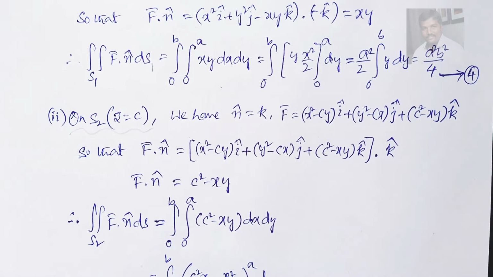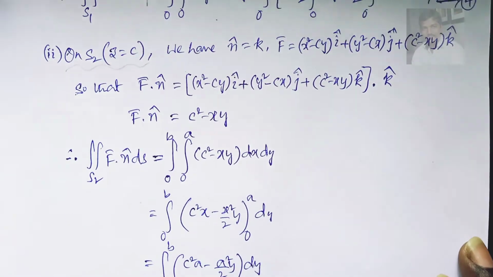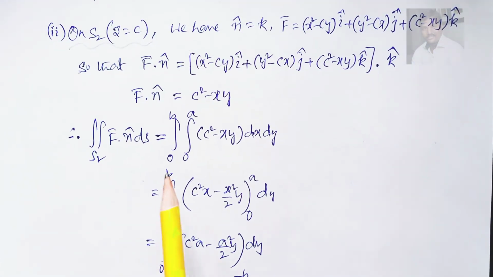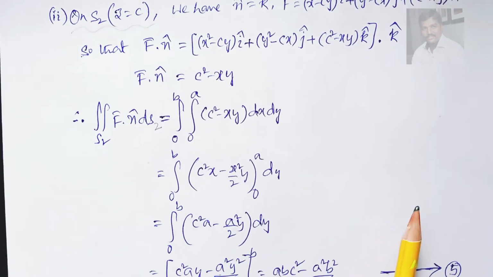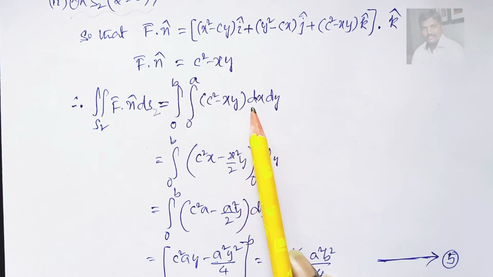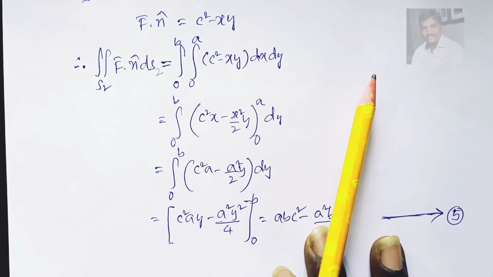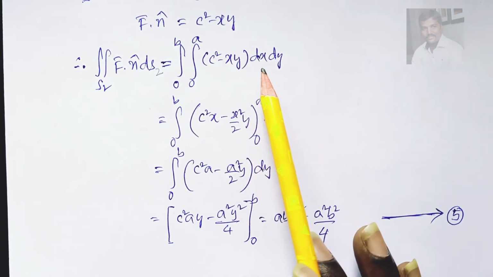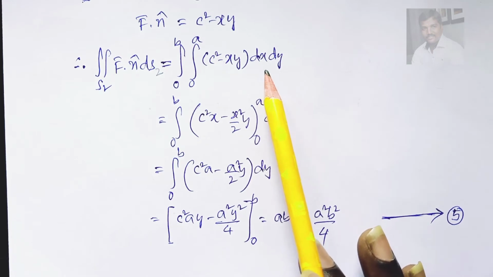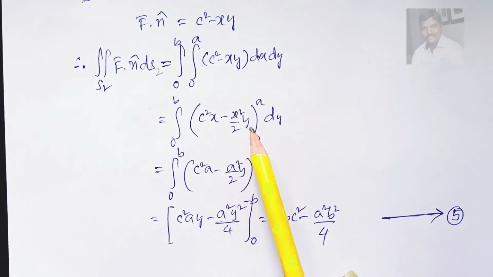Therefore, the double integral over S2 of f bar dot n cap ds2 is again dx dy, so we take the y limits 0 to b, x limits 0 to a, of c square minus xy dx dy. I did the integration with respect to x first: c square x minus x square by 2 y, from 0 to a. Okay, c square a minus a square b by 2 dy here.